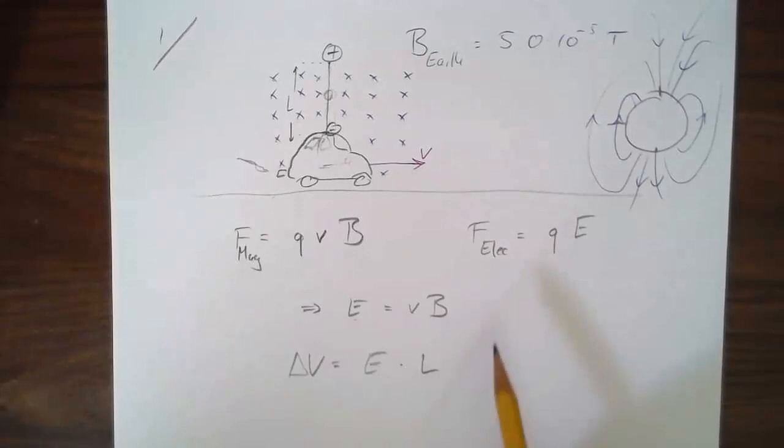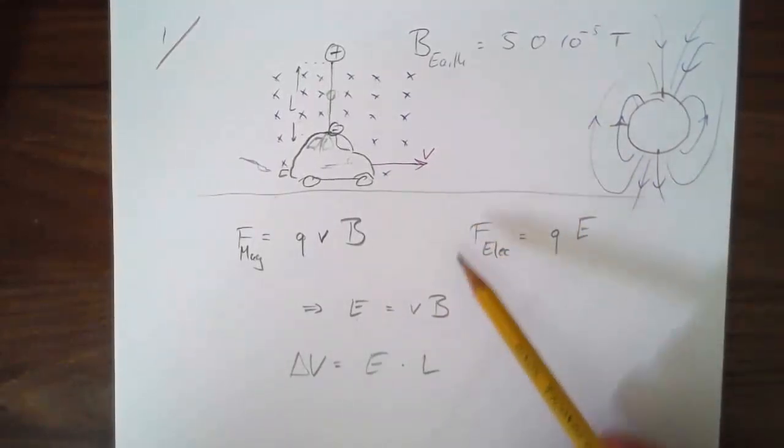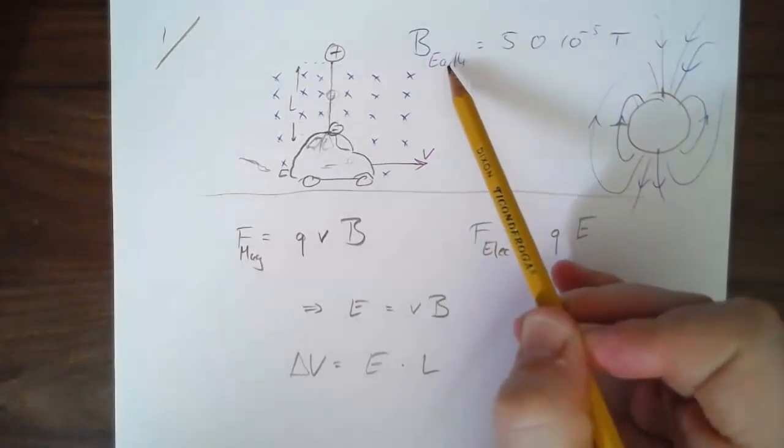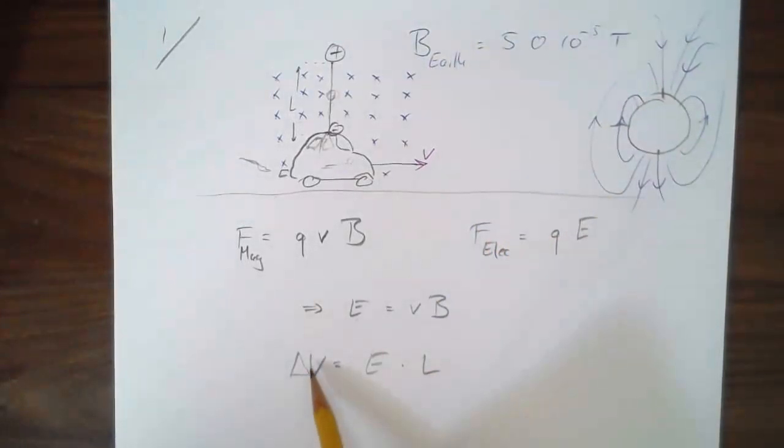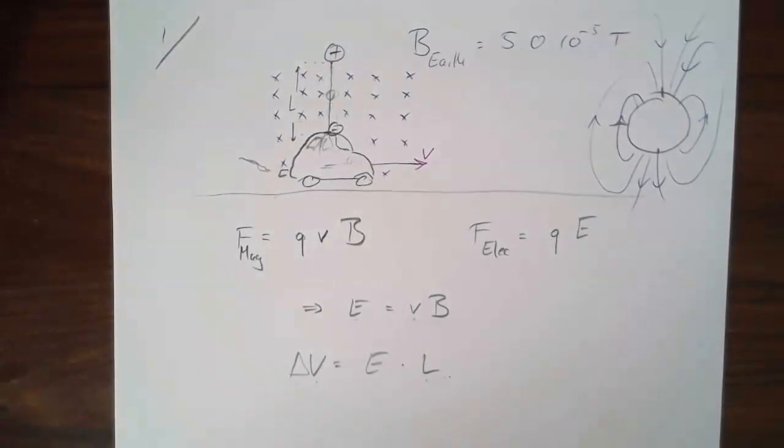Let's say you plug in the values. So I plug this into here. I know what B is. I want a certain potential that's given in the question. The antenna has a certain length that's given in the question. So you can solve for the unknown speed. And that'll solve number 1 for you.